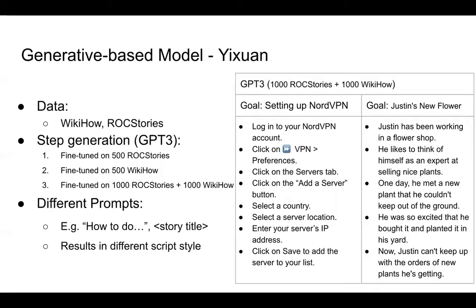The same model can generate WikiHow-styled steps given a goal, like how to do something, and will generate narrative sentences if the goal is more like a story title. From these 2 scripts here, we can see that the generated texts have very different styles given a goal from WikiHow and a story title from RocStories.